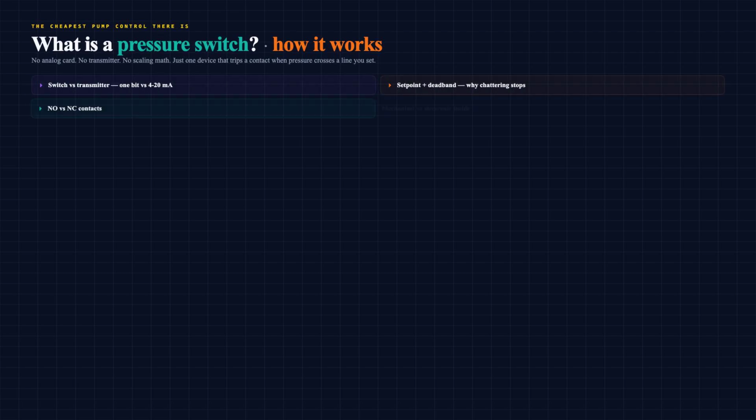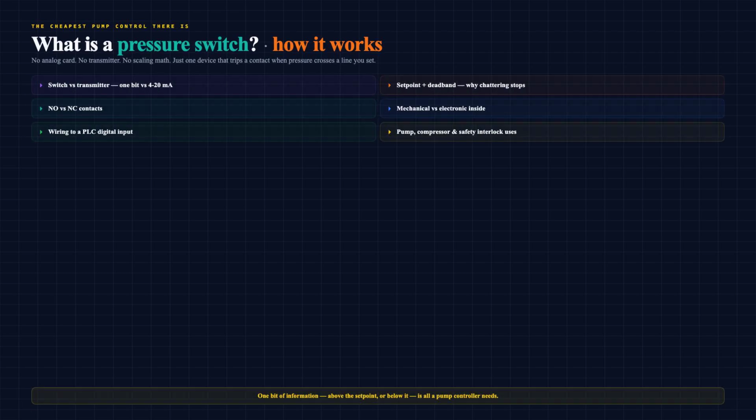A pressure switch is the cheapest way to start and stop a pump or a compressor. No analog input card. No transmitter. No scaling math in the PLC. Just one small device that flips a contact the moment pressure crosses a line you set.